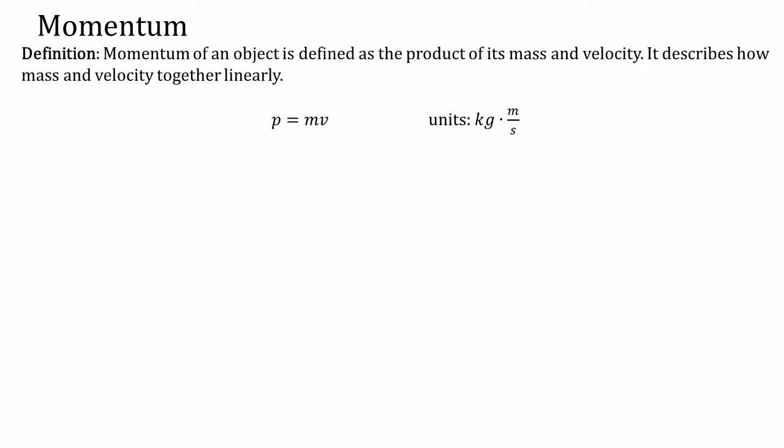The unique part about momentum is that momentum is a vector because it has velocity here. Velocity is also a vector. So sometimes you might see it with the arrow here that indicates that momentum is a vector.